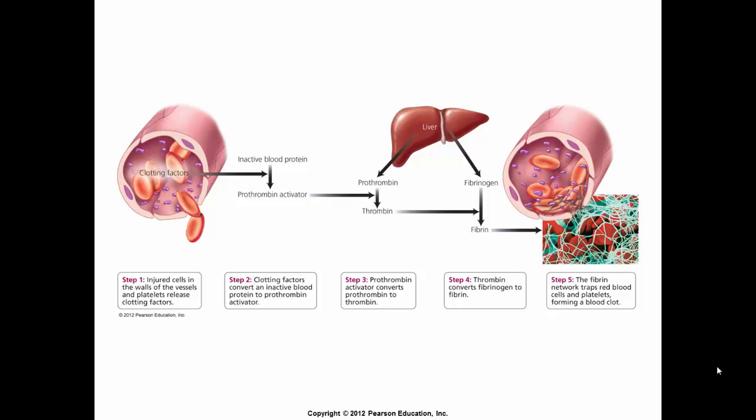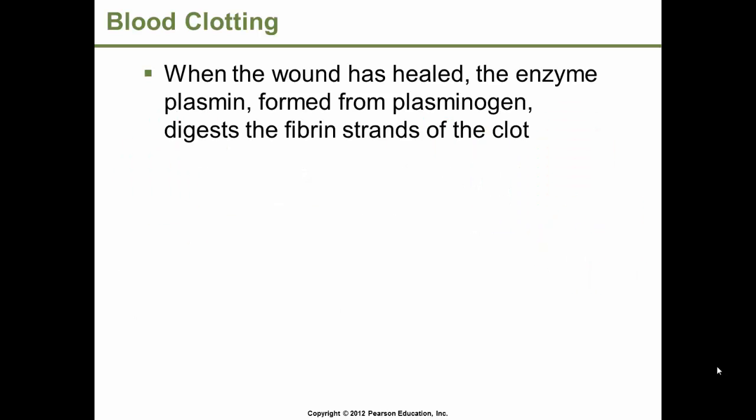Thrombin will activate fibrinogen, which is going to activate fibrin to form the network, kind of like a spider web, to trap these platelets and form this plug.